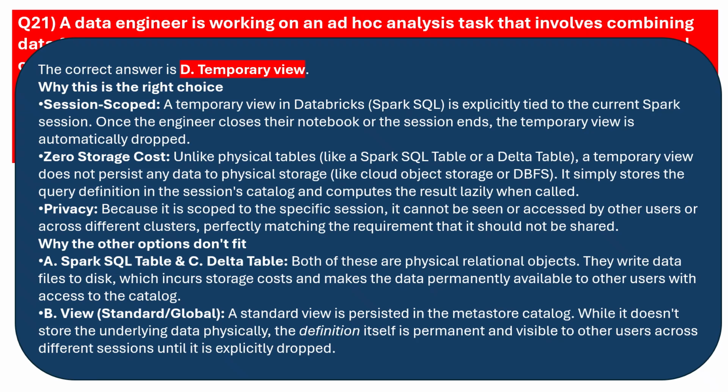Why the other options don't fit. A. Spark SQL table and C. Delta table. Both of these are physical relational objects. They write data files to disk, which incurs storage costs and makes the data permanently available to other users with access to the catalog.